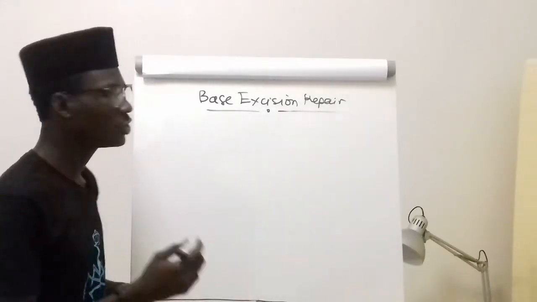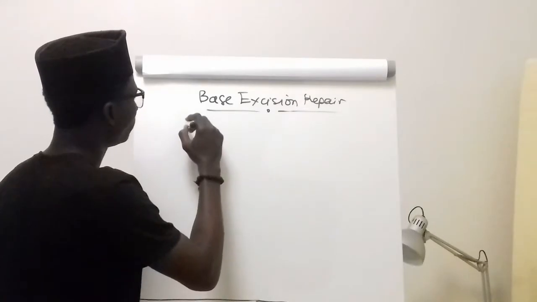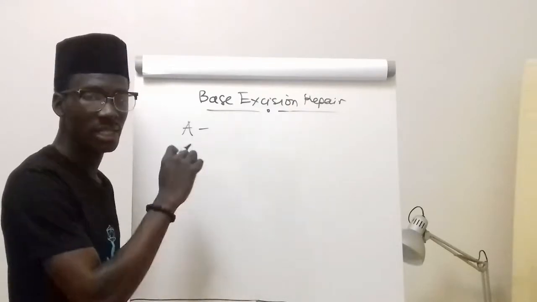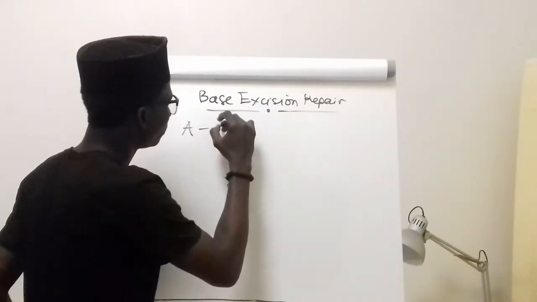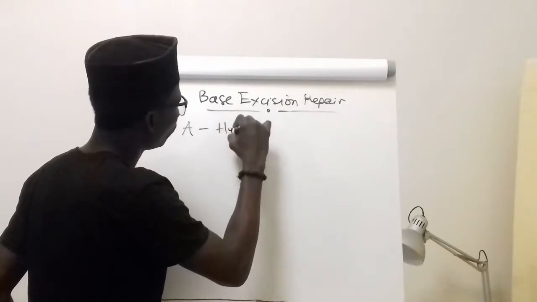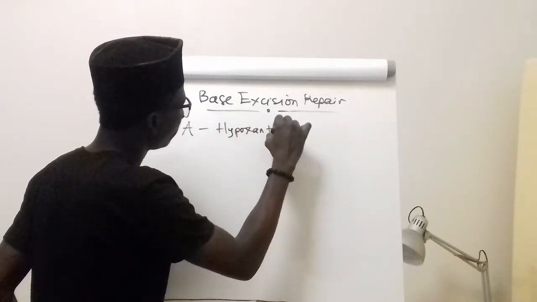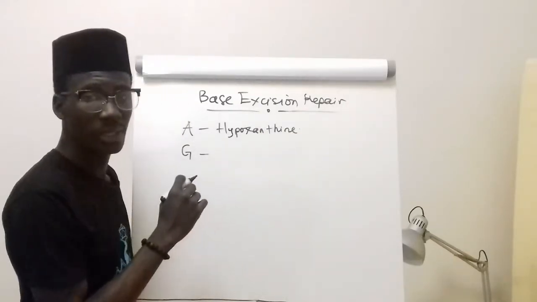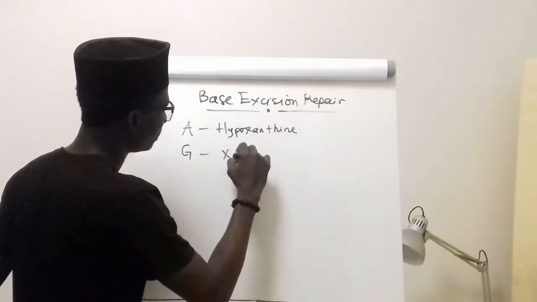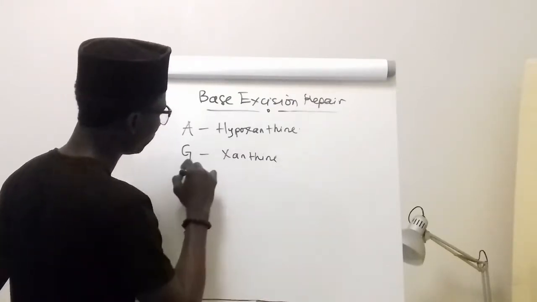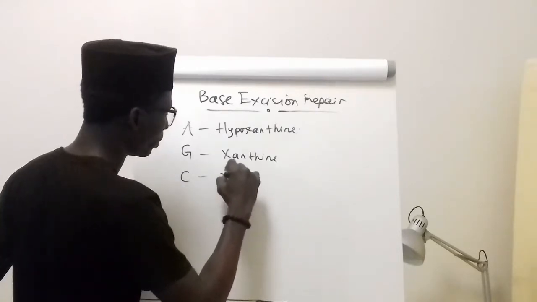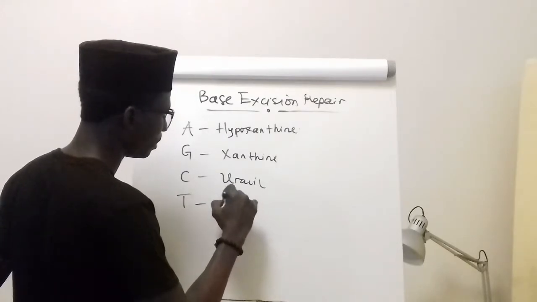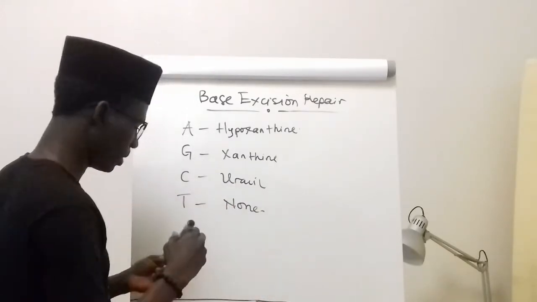Just to give you some things on deamination. When adenine is deaminated, it produces hypoxanthine. When guanine gets deaminated, it produces xanthine. When cytosine gets deaminated, it produces uracil. And you need to know that thymine doesn't get deaminated, because there's no amino group there.